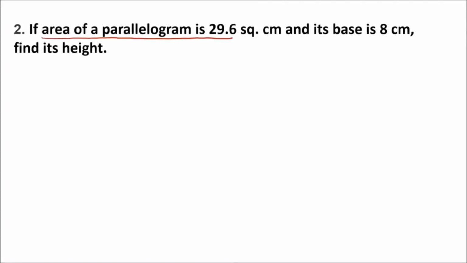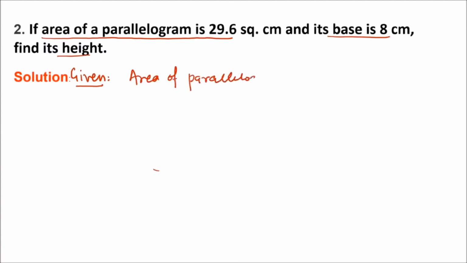Area of a parallelogram is 29.6 square centimeter. Its base is 8 centimeter. Find the height of the parallelogram. So let's see the solution of this question. First we will write the given part. What is given? Area of a parallelogram is given. How much is it? 29.6 square centimeter. Now what else is given? Base of a parallelogram. How much is it given? 8 centimeter.